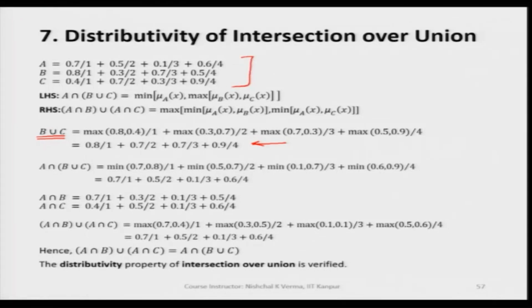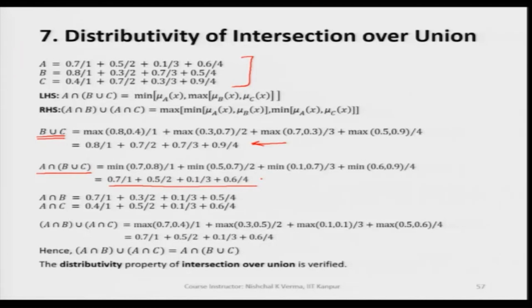Now, let us take the intersection of A and B union C. Since we are taking the intersection, we have to apply the min criteria. When we do that, we get 0.7/1 + 0.5/2 + 0.1/3 + 0.6/4 as a discrete fuzzy set.